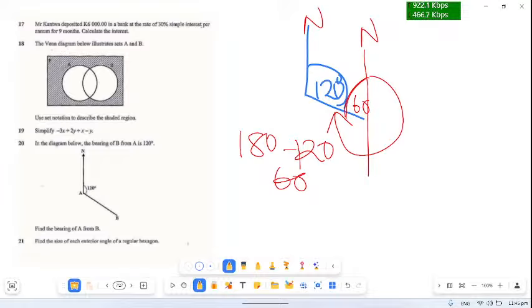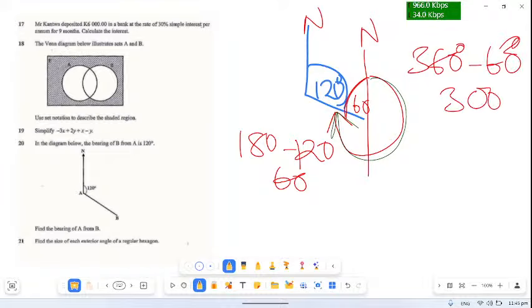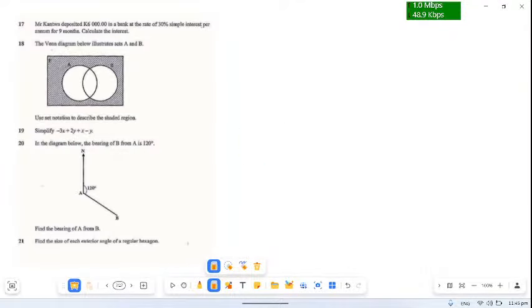Then we use angles on a point add up to 360. So for us to find the value of this bearing from here up to here, we are going to say 360 degrees minus 60 degrees, which will give us 300 degrees. So basically that's the same answer we got. Those are the two methods that you can use when you're working out that one. Okay, let's go to question 21.